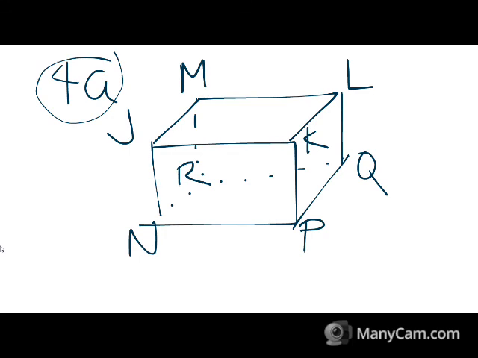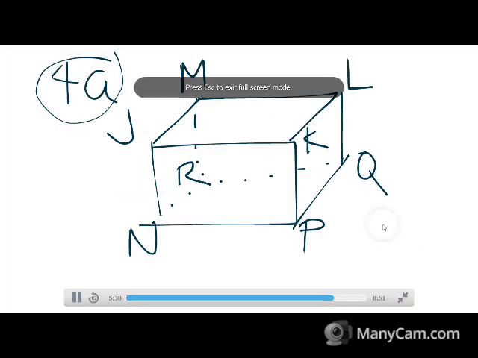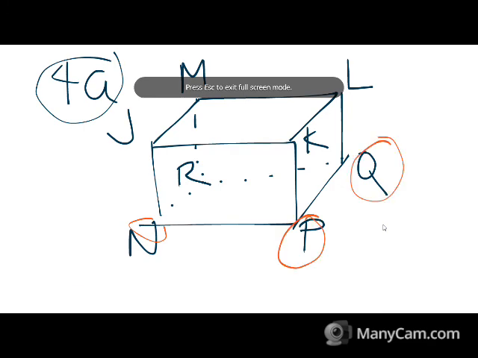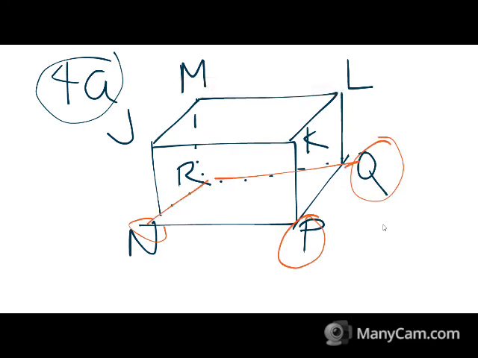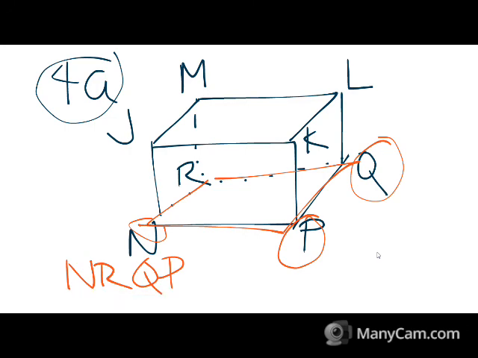All right, problem 4. Using the figure at the right, which plane contains points N, P, and Q? Shade the plane. So let's first identify our points, N, P, and Q. So that is plane NRQP. So this is the plane that contains all those points.